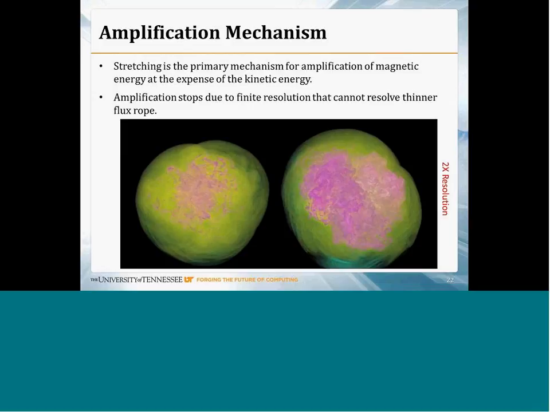What we also find is that the amplification stops because we can only do finite resolution. So here we run the simulation with 2x the resolution on the right-hand side, and you see there is more magnetic field when we increase the resolution. But we cannot increase the resolution enough to completely resolve the magnetic field amplification because of the computational cost. This simulation, for example, is run with 64,000 cores on Jaguar.